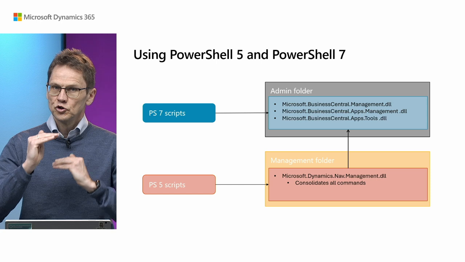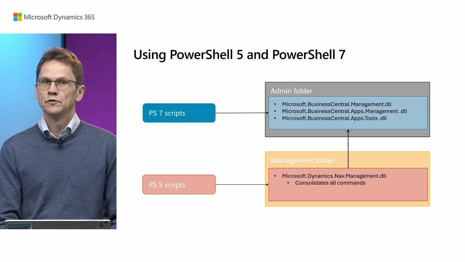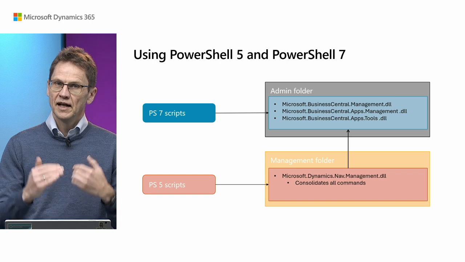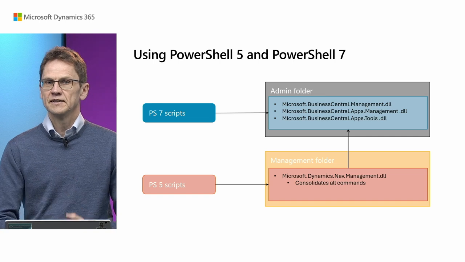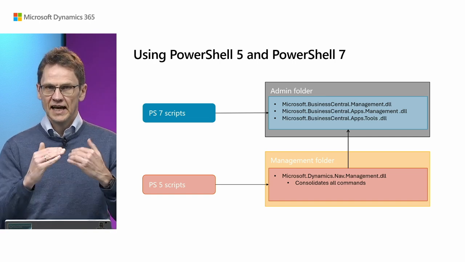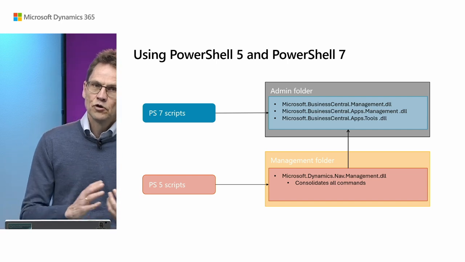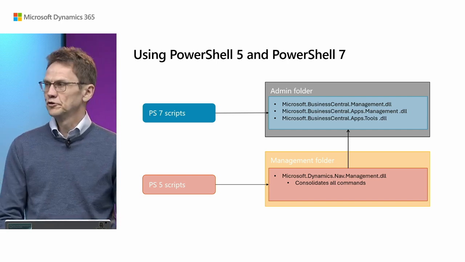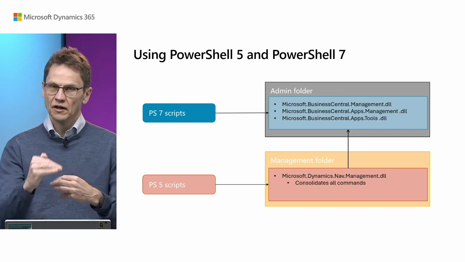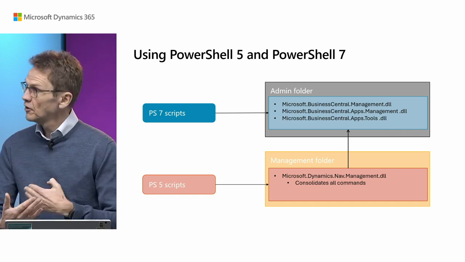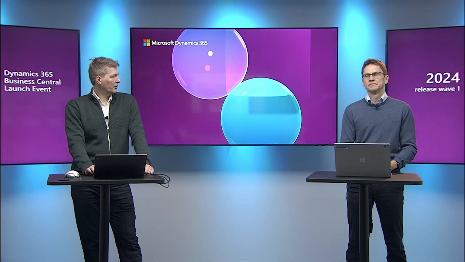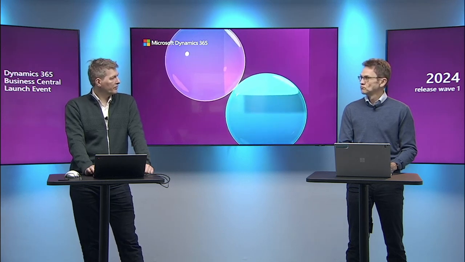So you'll now have two sets of DLLs for the management operations. You will have the old management folder, where we've consolidated the assemblies into one, the nav management DLL. If you call that, it will then relay the calls to the new PowerShell 7 DLLs, which are in the admin folder, meaning that you can still run PowerShell 5 scripts against the server, but we highly recommend to move to PowerShell 7. And we'll deprecate PowerShell 5 within the next years.